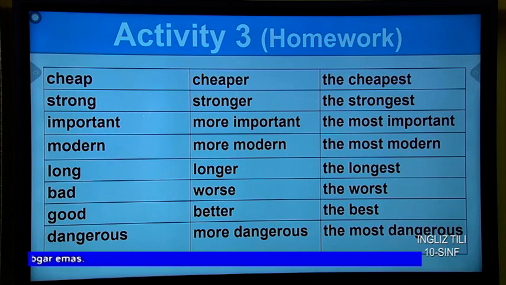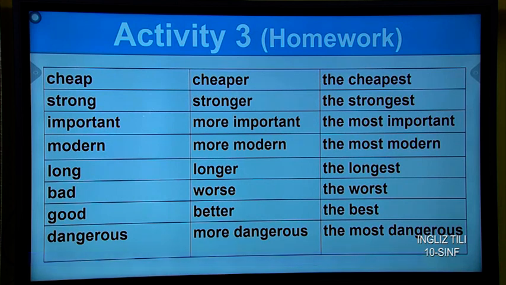Let's check. Cheap, cheaper, the cheapest. Strong, stronger, the strongest. According to the rule of one-syllable adjective, we add er to the comparative degrees and est with the definite article the in superlative degrees. What about the word important? More important, the most important. More than two syllables, we have to use more before adjective and the most in superlative degrees.